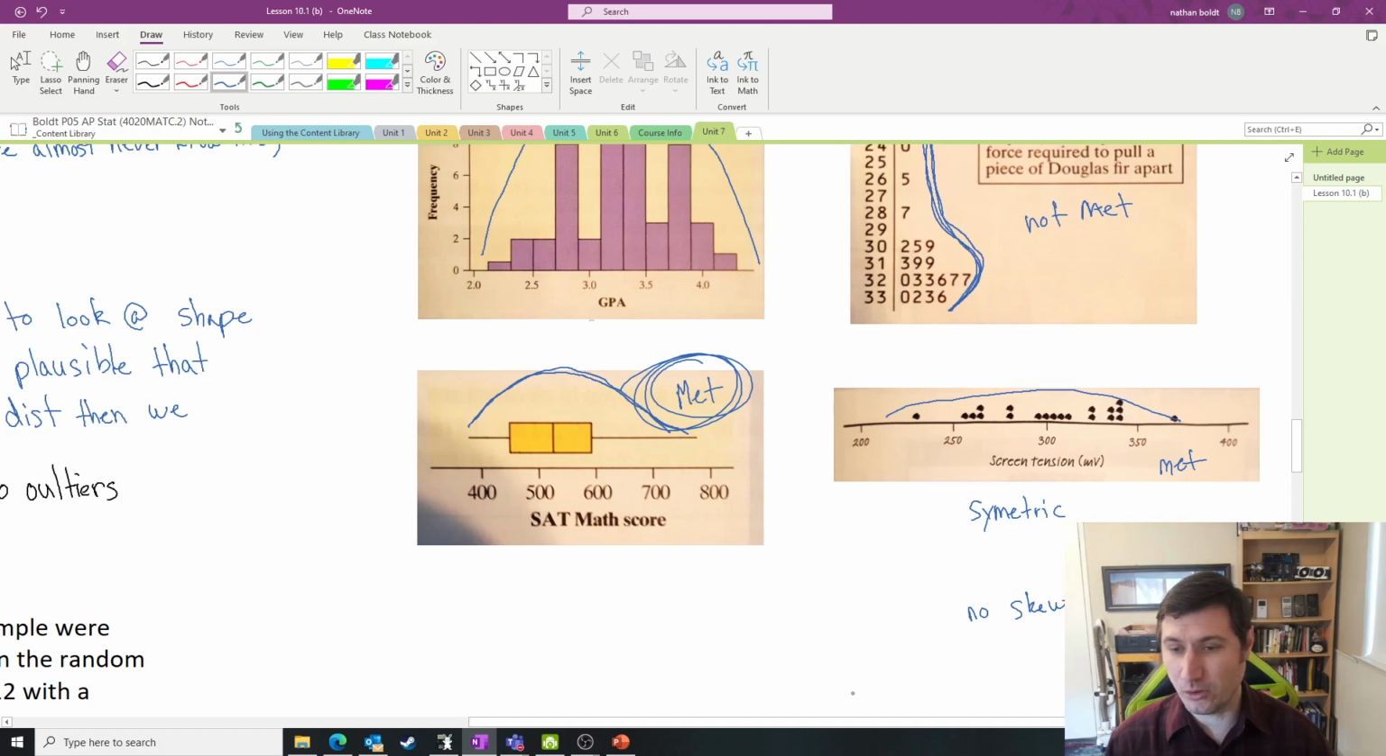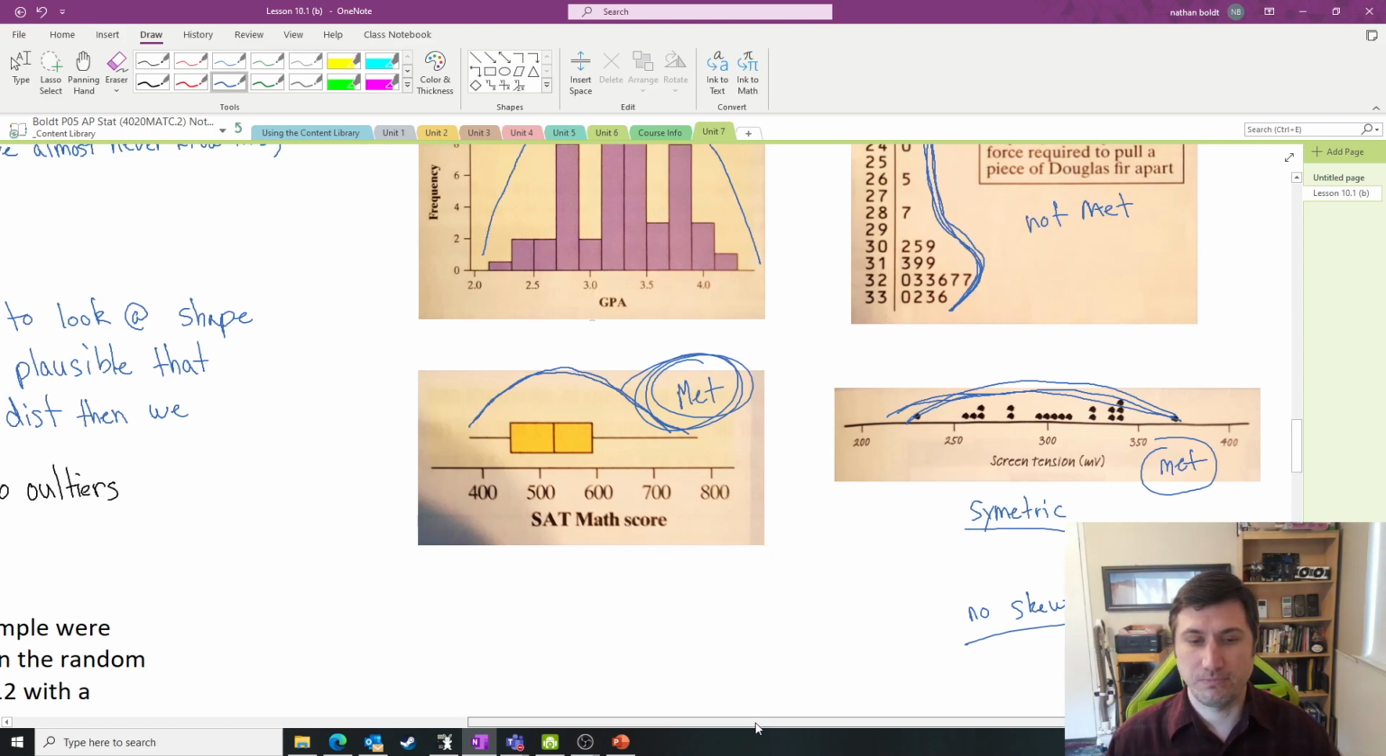And then, or a good old-fashioned dot plot. You could just plot your data from a sample on a dot plot. That looks, no outliers, no skew. It's symmetric. No skew, done. Move on with our lives. But it does require a picture.